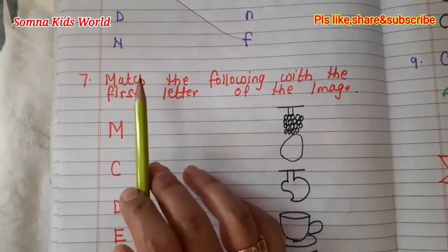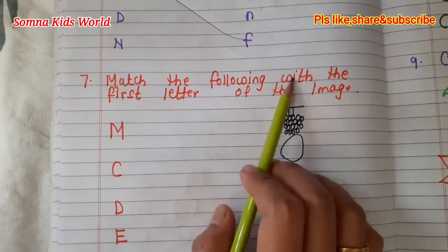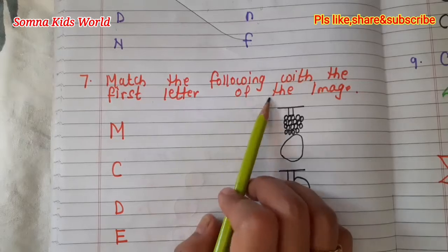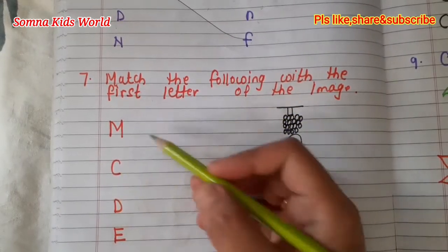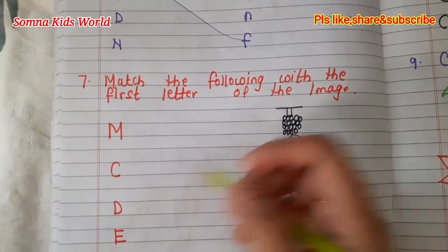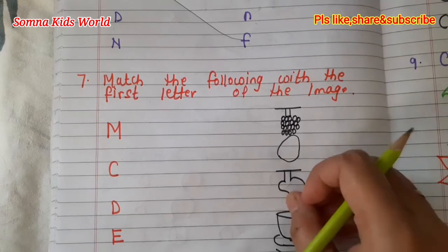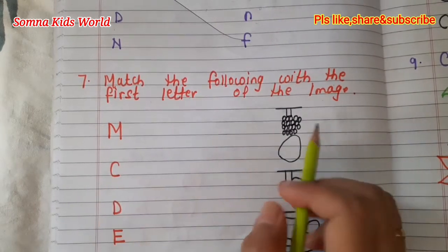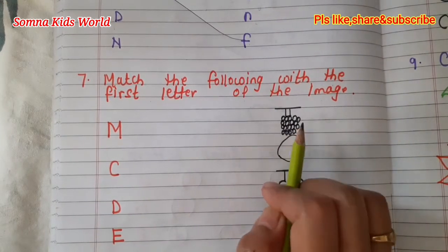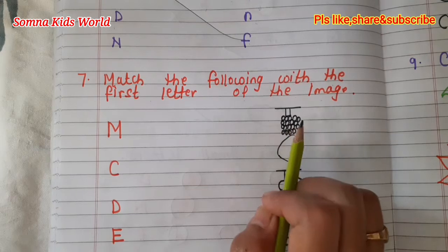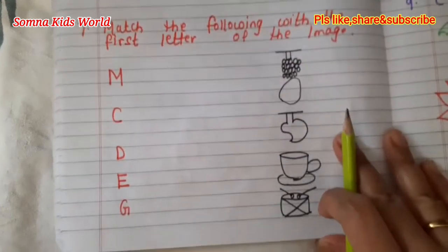Next one, match the following with the first letter of the image. So here they have to find it out according to the image. The first letter they have to match. Suppose here it's grapes. The first letter of grapes is G. So where is G here?